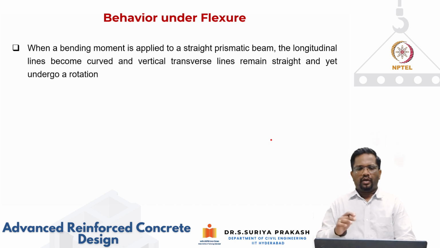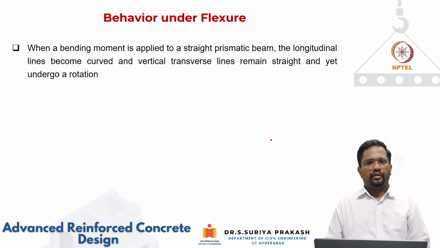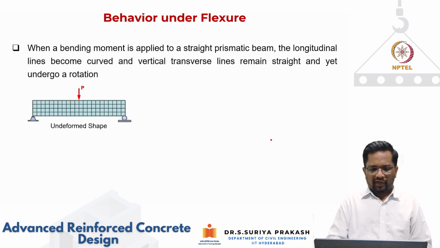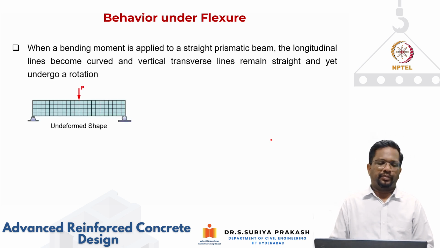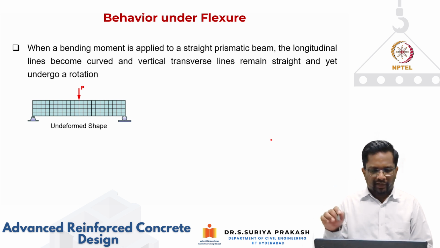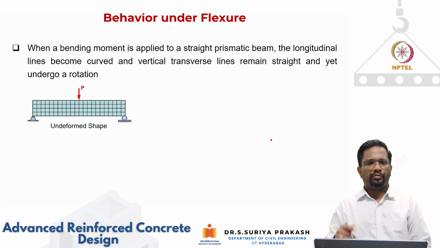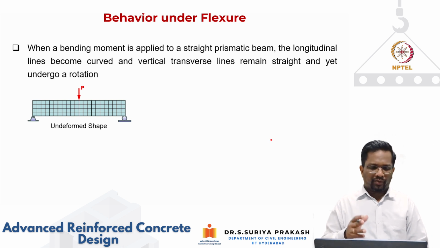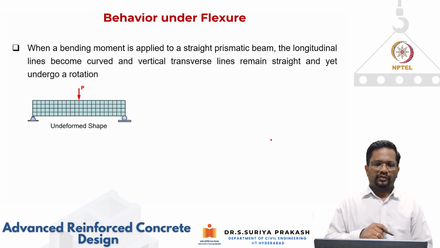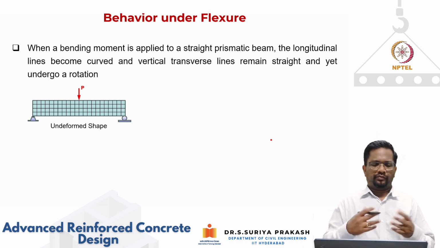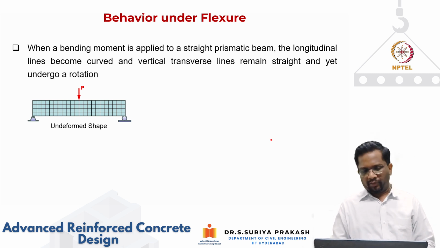So let's see the basic behavior for bending. We know that elastic bending theory, or Euler bending theory, right? When a bending moment is applied to the straight prismatic beam, we know that if I have this beam, let's say in an undeformed shape, and if I mark some grid lines, horizontal and vertical lines, okay, let's say this is a simply supported beam subjected to a simple point load at the midspan location. So this beam, from statics, we can find out the bending moment diagram.